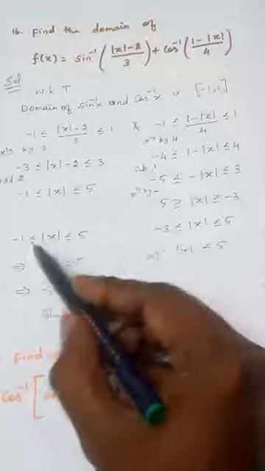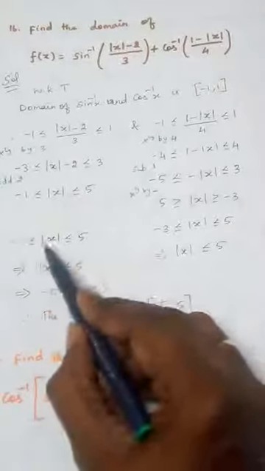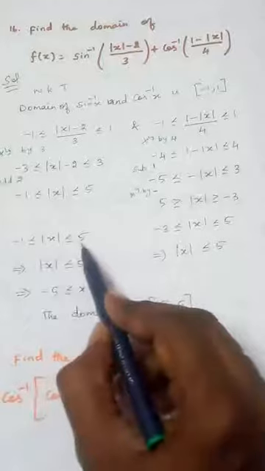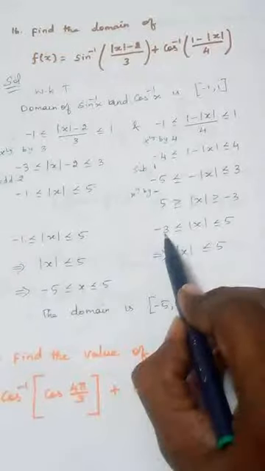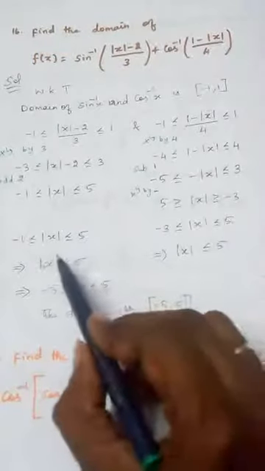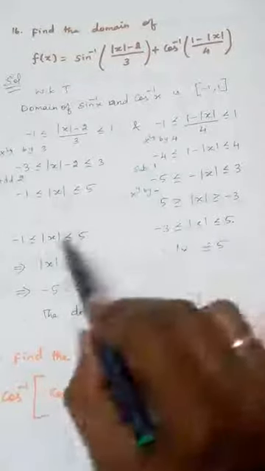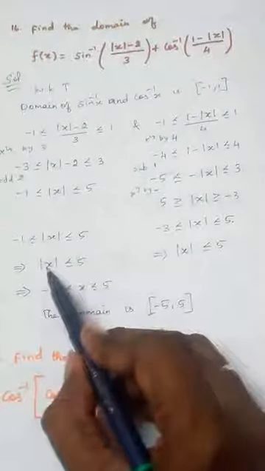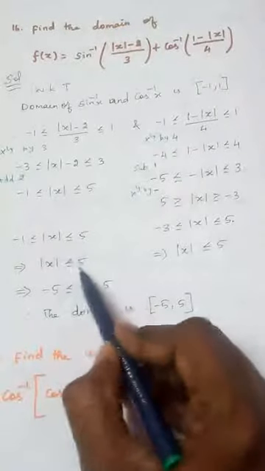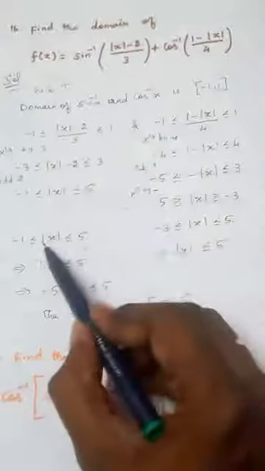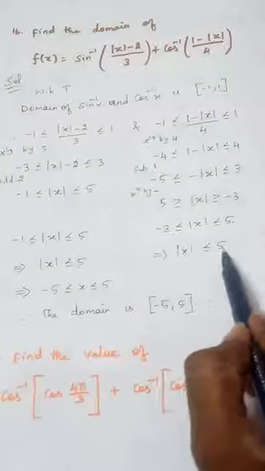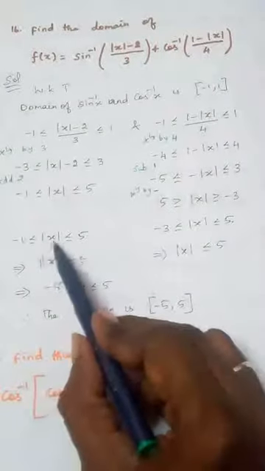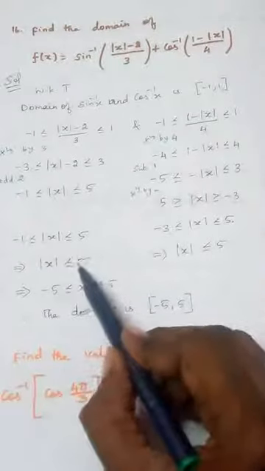So what is the meaning now? The meaning for this is the modulus x value should lie between minus 1 and 5. And here this statement says modulus x value should lie between minus 3 and 5. So what is the value which satisfies both the conditions? Modulus x is less than or equal to 5 here, and here also modulus x is less than or equal to 5. The value which satisfies both conditions is mod x less than or equal to 5.